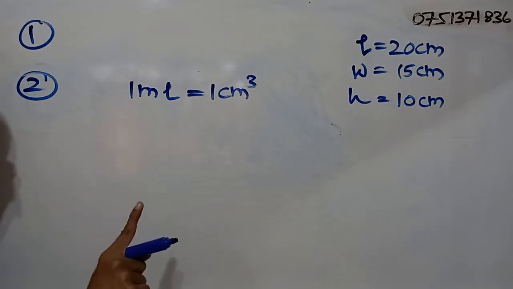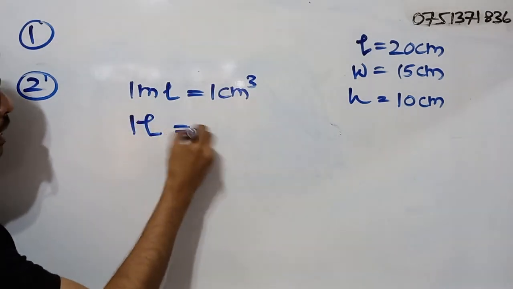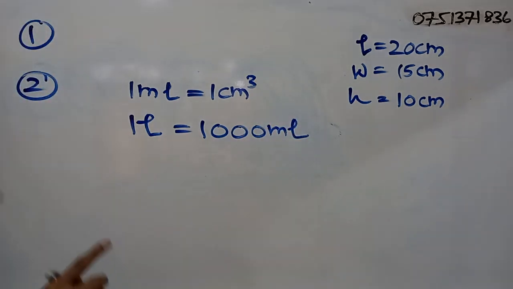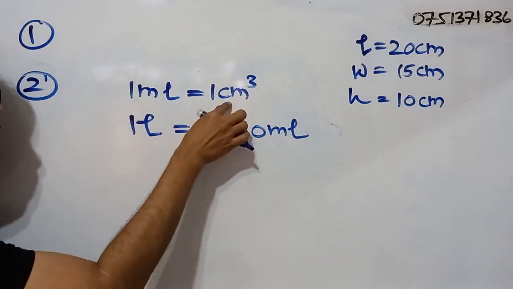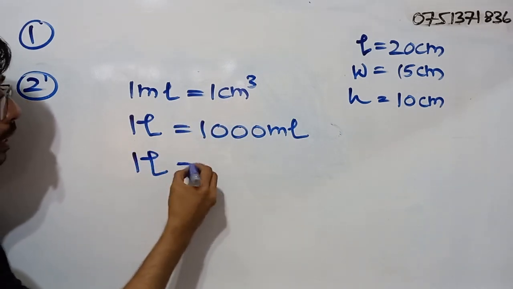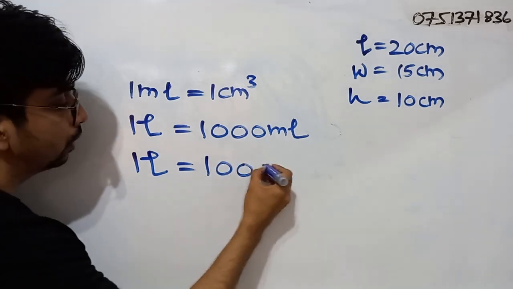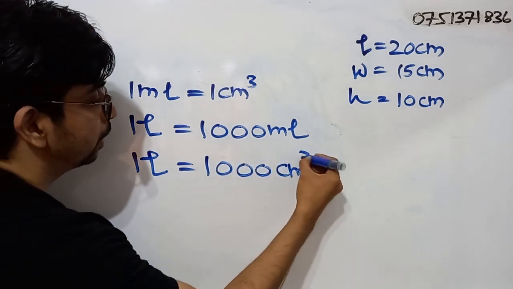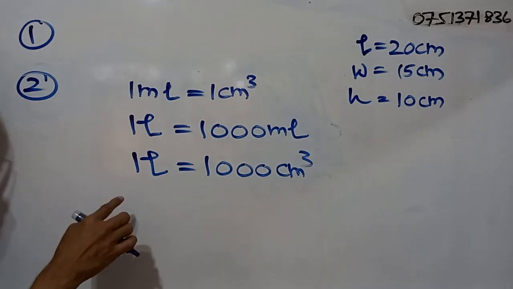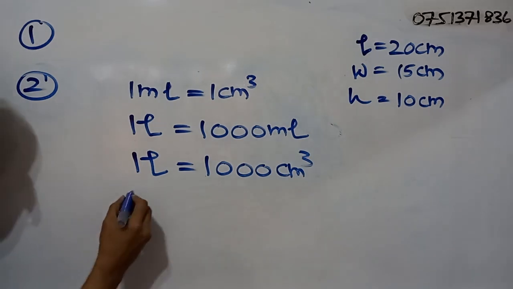Okay. Now, we know 1 milliliter is equal to 1 cubic centimeter. And also we know 1 liter is equal to 1000 milliliters. Since 1 milliliter is equal to 1 cubic centimeter, what can we say? 1 liter is equal to 1000 cubic centimeters.